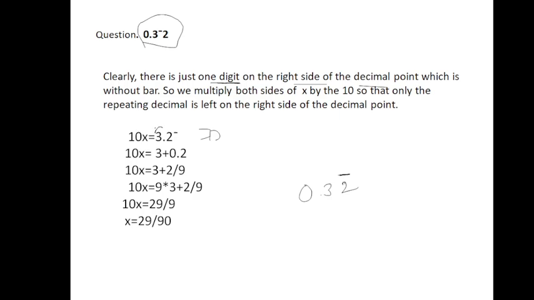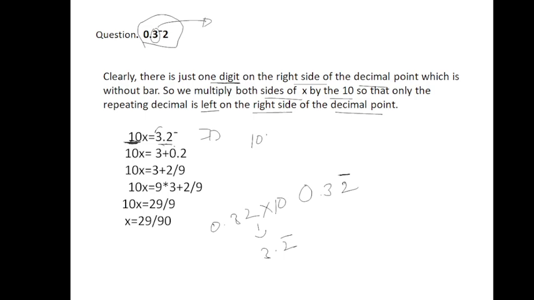So here is a 3. You can see it, here is a 3 that has no bar. Only one digit after the decimal has no bar, and so we multiply both sides of x by 10, so that only the repeating decimals are left on the right side of the decimal point. So it is 10x, and this value is 0.32 multiplied by 10, so we got 3.2, right?